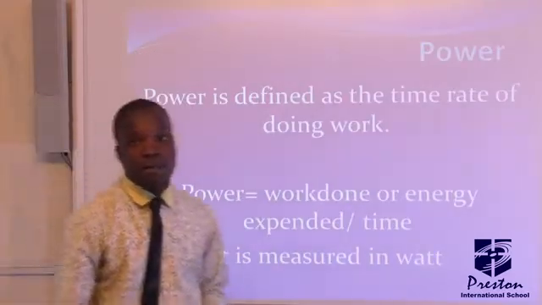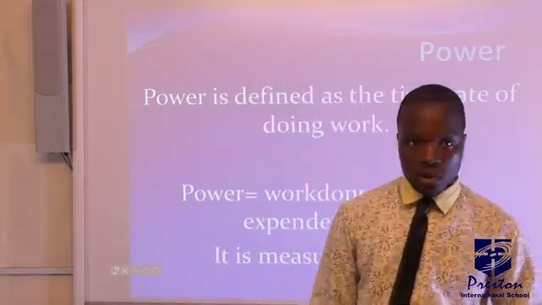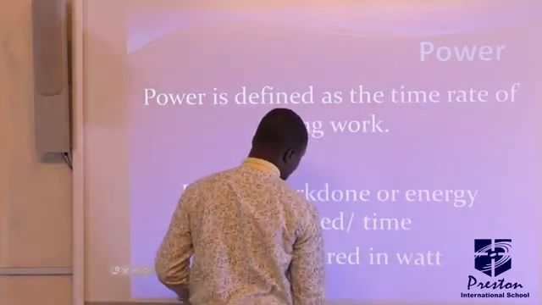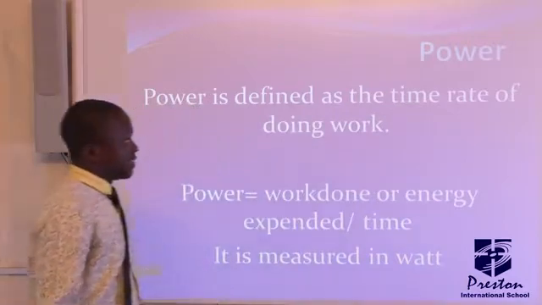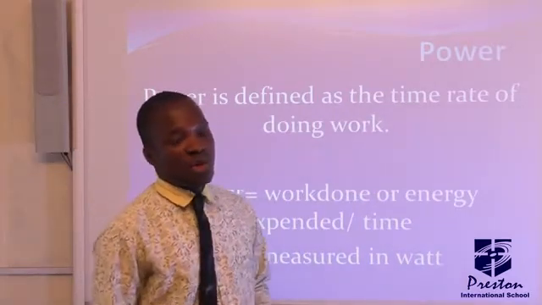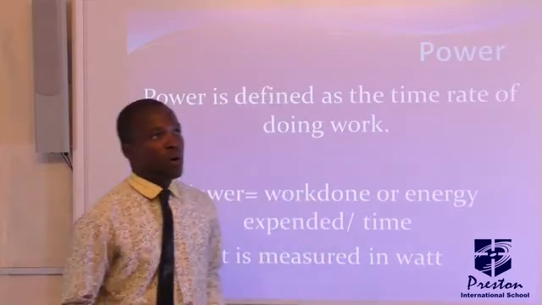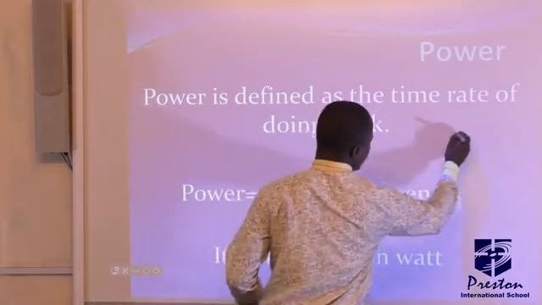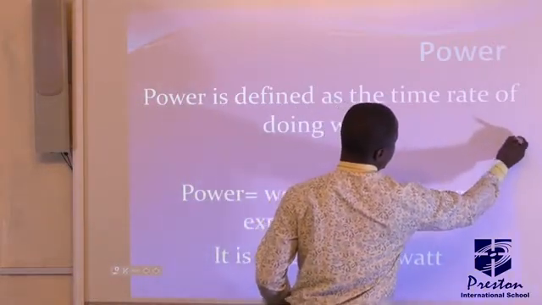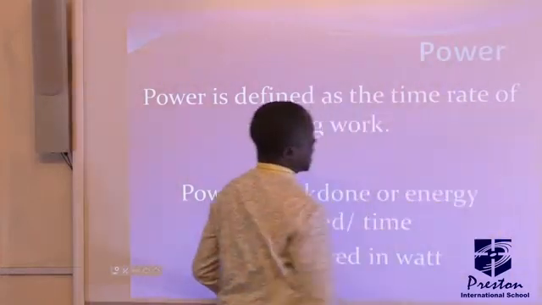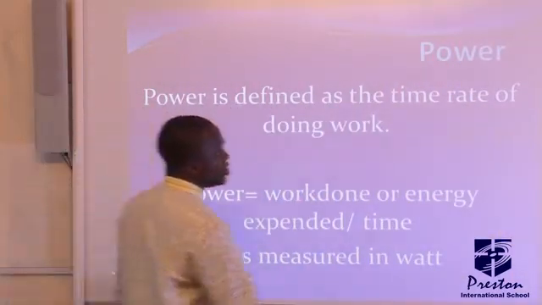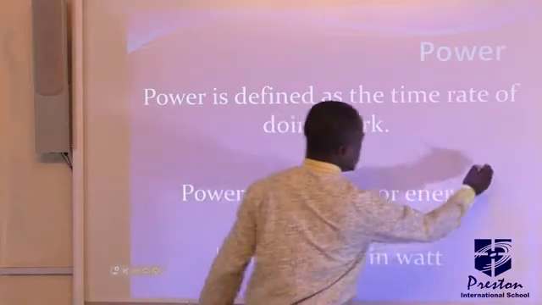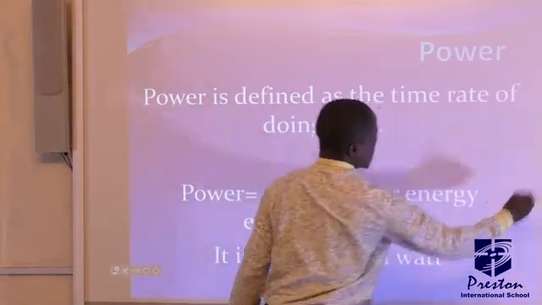So what is power? Power is the rate of doing work. That is, when we say rate, it's the time rate of doing work. For example, if someone can do a particular work, the unit of work being the joule, maybe 20 joules in 20 seconds, and there is another person who can do the same work, also 20 joules, but it takes that person 40 seconds.